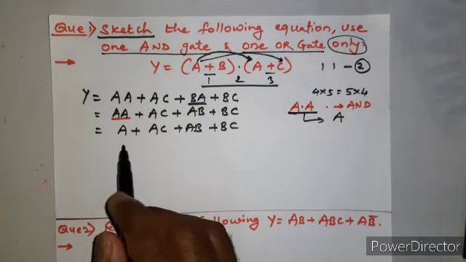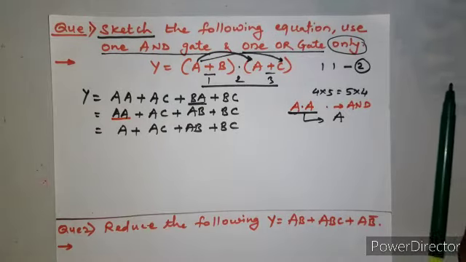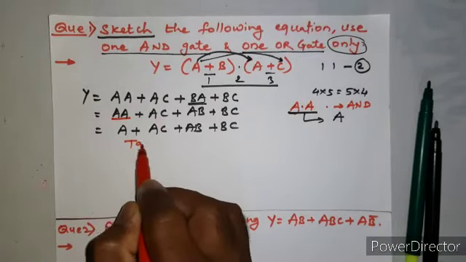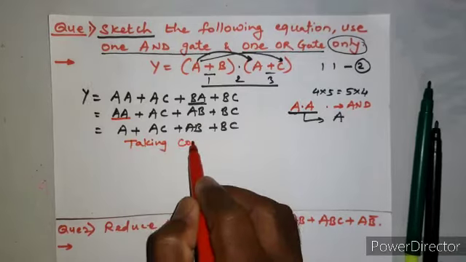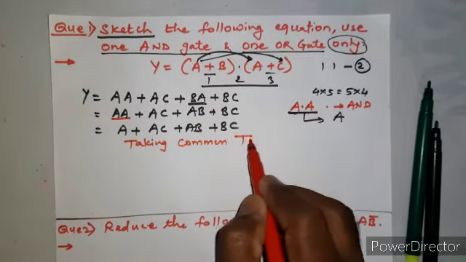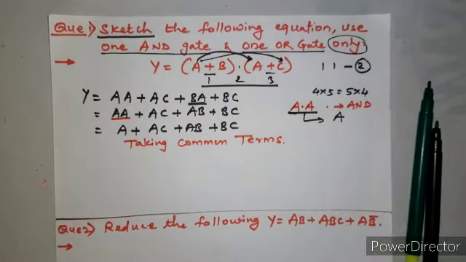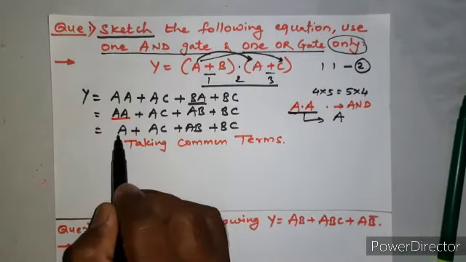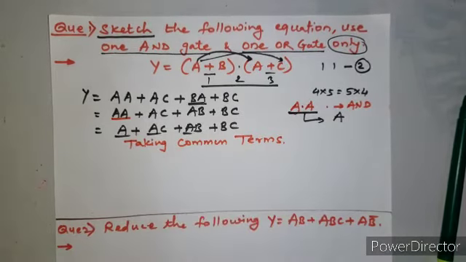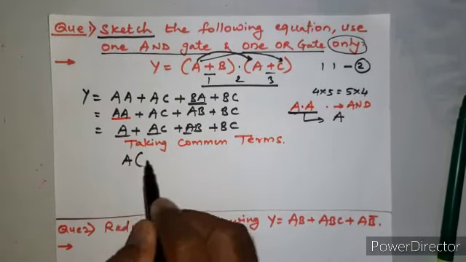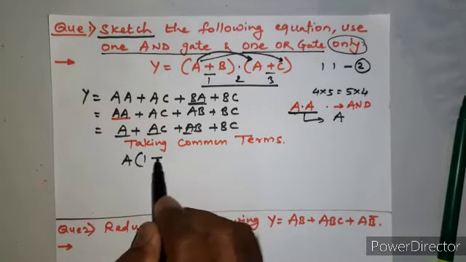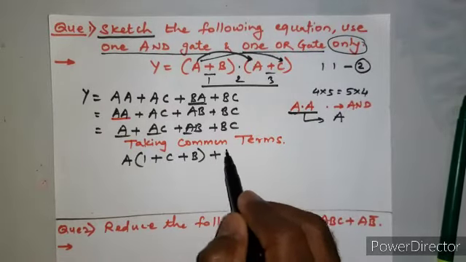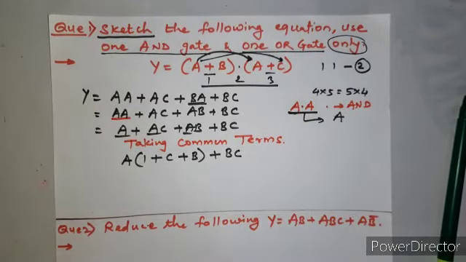Now if you see here, taking common terms is one of the important steps, as I already discussed. In this equation, what common term do we have? Here we have this A. So I just take this A common, I get A into 1 plus C plus B, and this term BC is as it is.